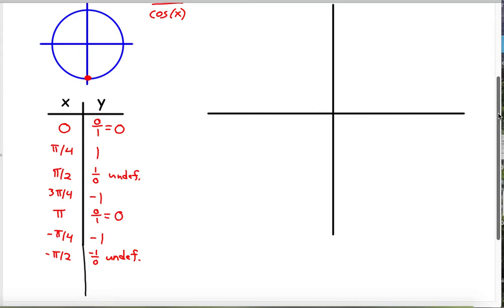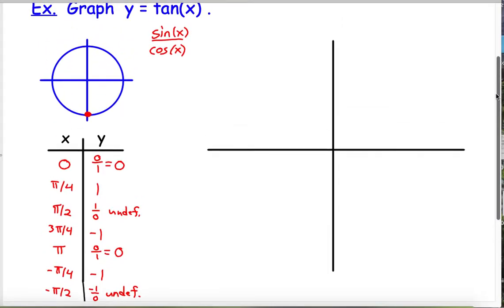So let's start plotting some of these and see what happens on our graph. As we can see, it starts to repeat itself every pi units. So the period for tangent, unlike sine and cosine, is just pi, not 2 pi like it was for sine and cosine. So let's put one here, let's put one here. Here's pi over 2, here's negative pi over 2, and negative pi.